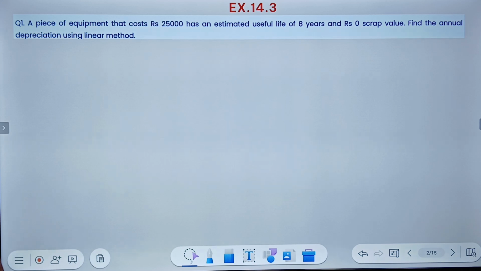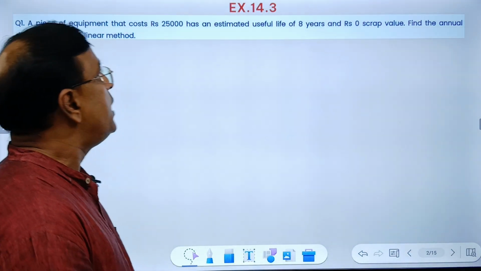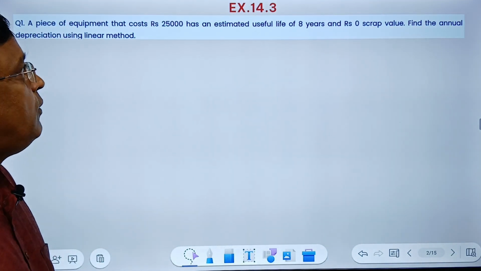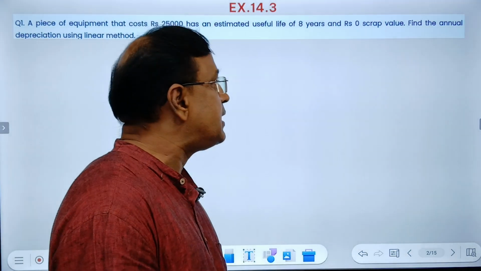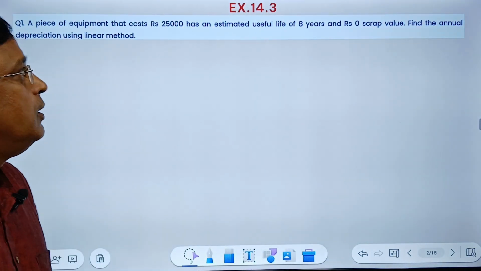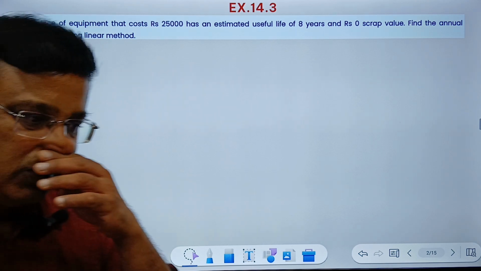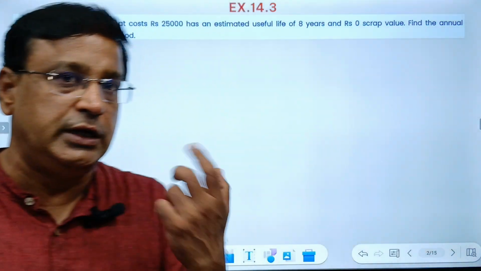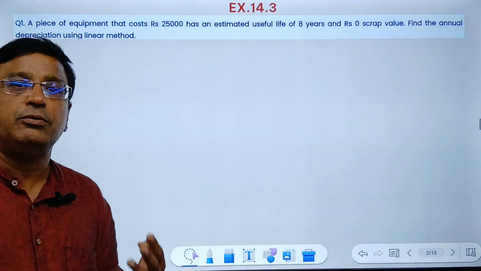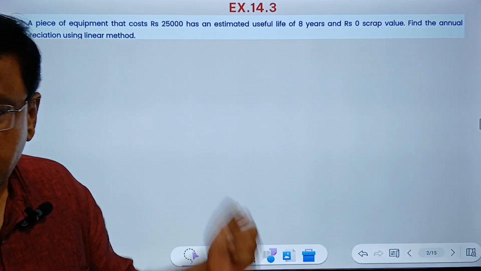A piece of equipment that costs rupees 25,000 has an estimated useful life of 8 years and a scrap value of 0. Find the annual depreciation using linear method. We have three methods. So first is the linear method. So let's do problems based on linear method as per ML Aggarwal.